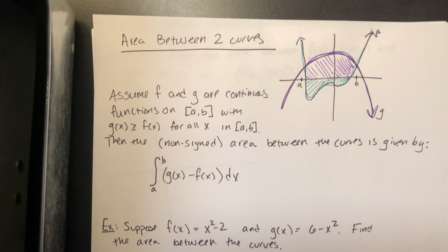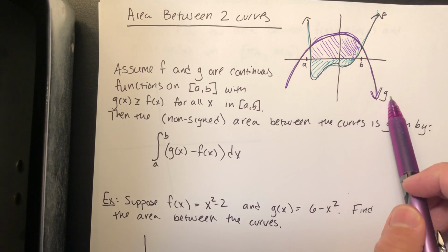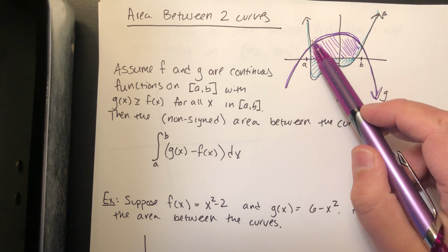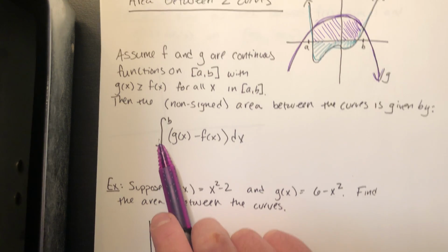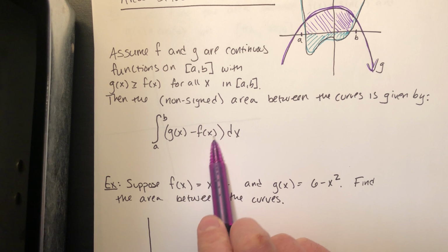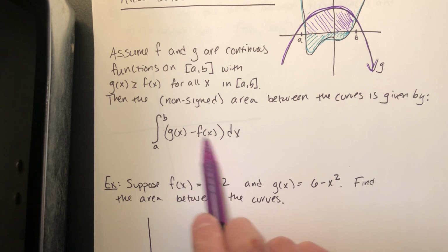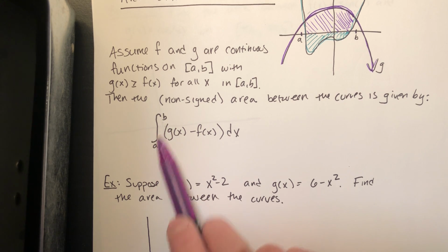So let's assume that f and g are two continuous functions over some interval a, b, and that one of your functions is above the other function on that interval. So in this case, between a and b, the function g of x, that's the one that I've highlighted in purple, is on top of the function f of x. If we want to find the non-signed area between those curves, what we can do is take the function g of x minus the function f of x and just take the definite integral of the difference of these two functions from a to b.